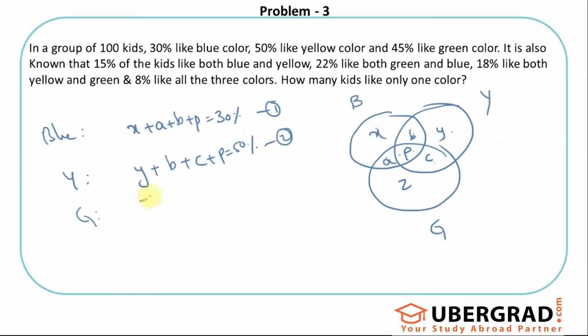That is only green is Z number of people. People who like green and blue is A. And then C is for green and yellow and P is for all three. So A plus C plus P is equal to 45%.